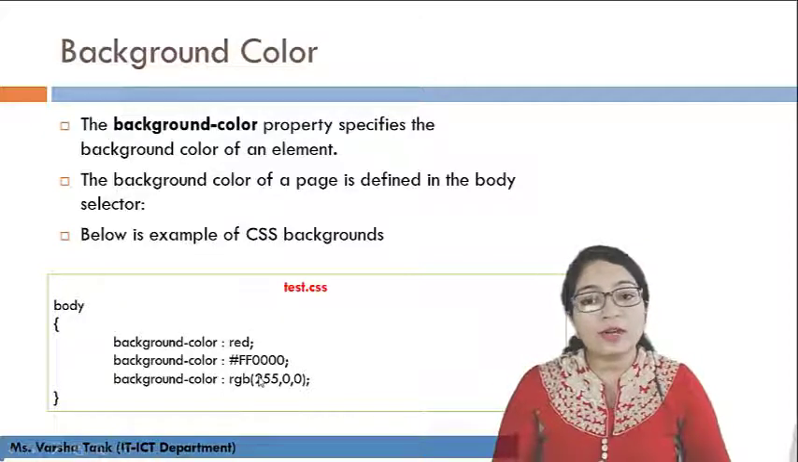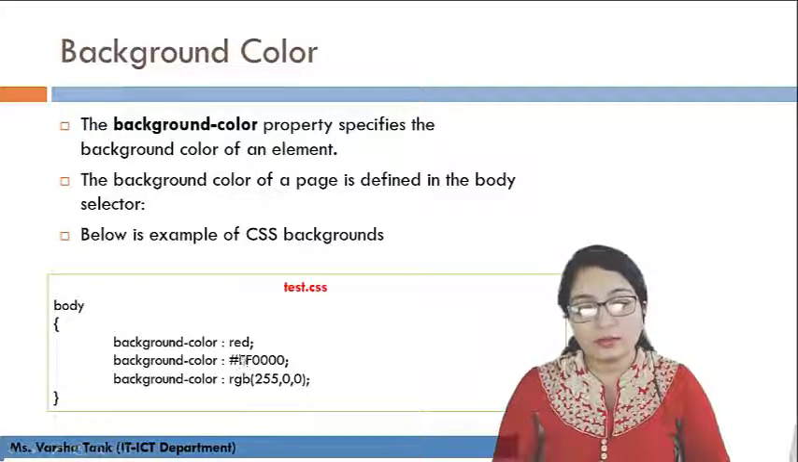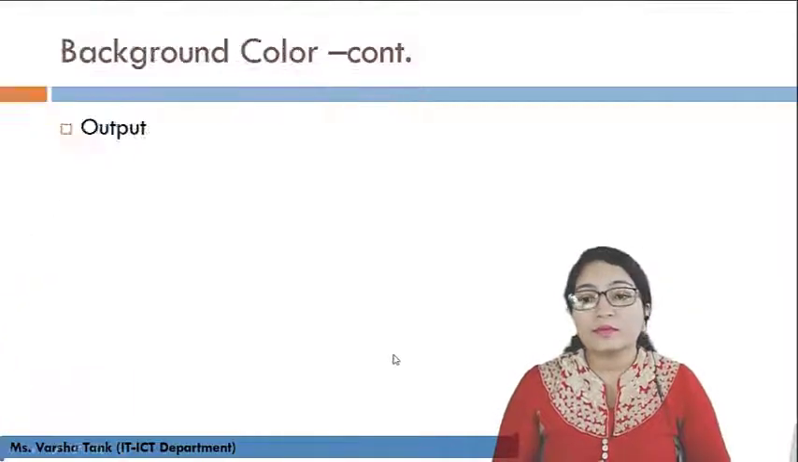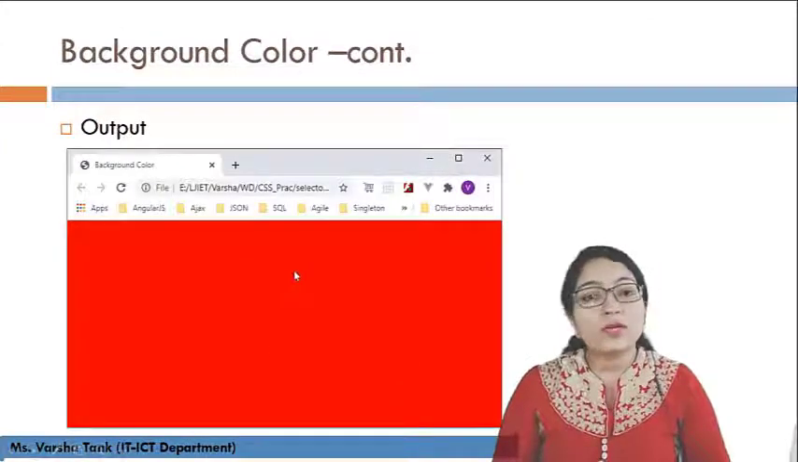There are three different ways to write the background color. Directly you can write the color name if it is available. You can write the hash code also, and you can write the RGB code also. RGB means red, green, blue. Here you can see the highest value, that is 255, so it will display the red color. Again, here it will be defined in hex code as red. Like this way you can write the background color. Now whenever you apply this background color, it will show you this output as a red color.